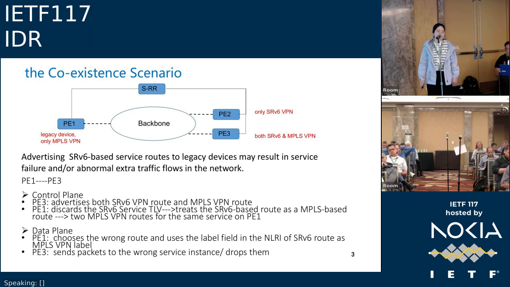So there may be two MPLS VPN routes for the same service in P1. And on the data plane, P1 may then choose a wrong route and use the label field in the NLRI of the SRv6 route as the MPLS VPN label for encapsulation. And P3, when it receives the packet, may send the packet to the wrong service instance or just drop it.